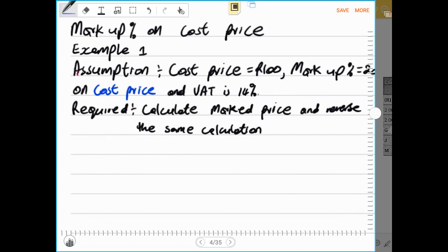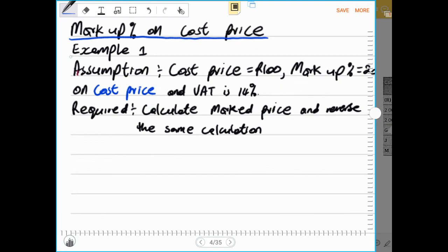Good day, students. I will be doing this scenario, or this example of my own, on the markup percentage on the cost price. That means, how do you calculate the markup price when you are given a markup percentage on the cost price, also taking into account the VAT implications?